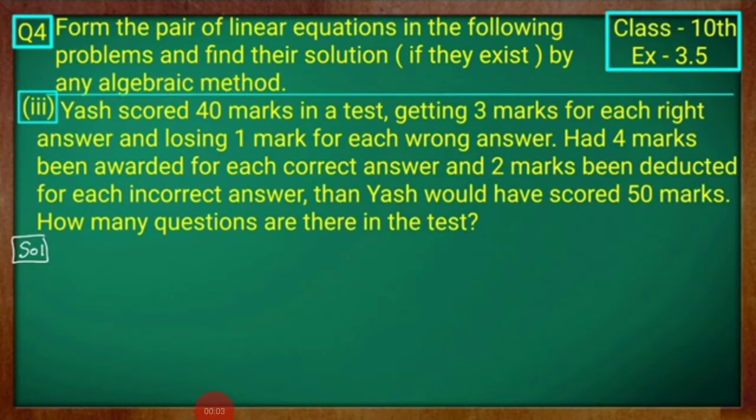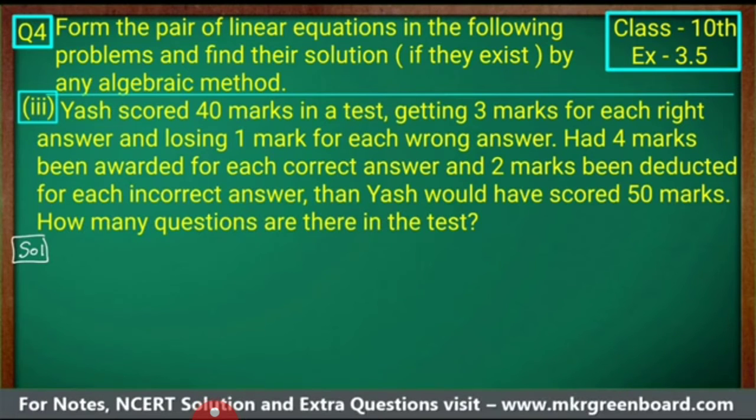Third part, a fourth question. Yash scored 40 marks in a test, getting 3 marks for each right answer and losing 1 mark for each wrong answer. Had 4 marks been awarded for each correct answer and 2 marks been deducted for each incorrect answer, then Yash would have scored 50 marks. How many questions are there in the test?